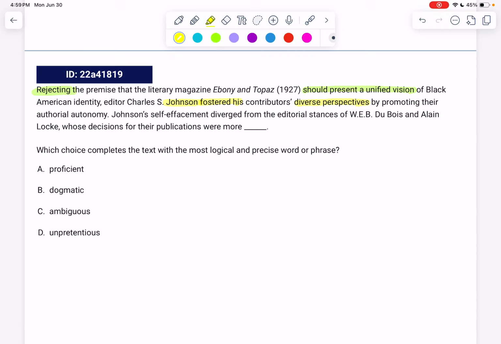This says Johnson's self-effacement diverged, or was different from, that's a good transition word to keep an eye on, from the editorial stances of W.E.B. Du Bois and Alain Locke, whose decisions for their publication were more, not diverse perspectives, not self-effacement. Even if we don't know what self-effacement means, we already set up with that green and that yellow the opposites. So if the yellow is Johnson, then these guys must be green. So we're looking for here unified vision, unified vision.